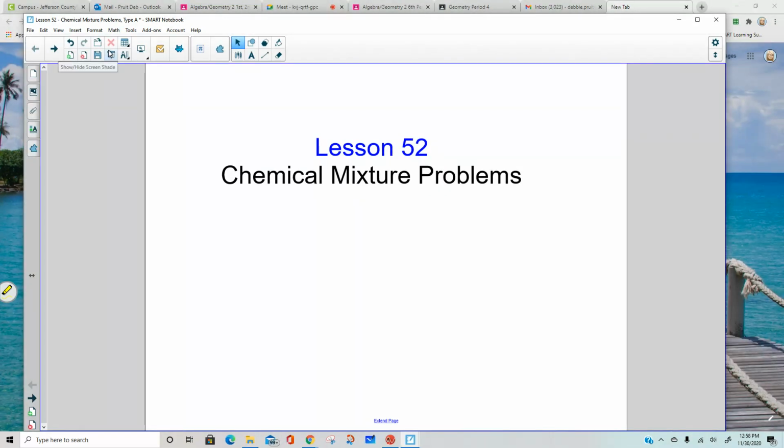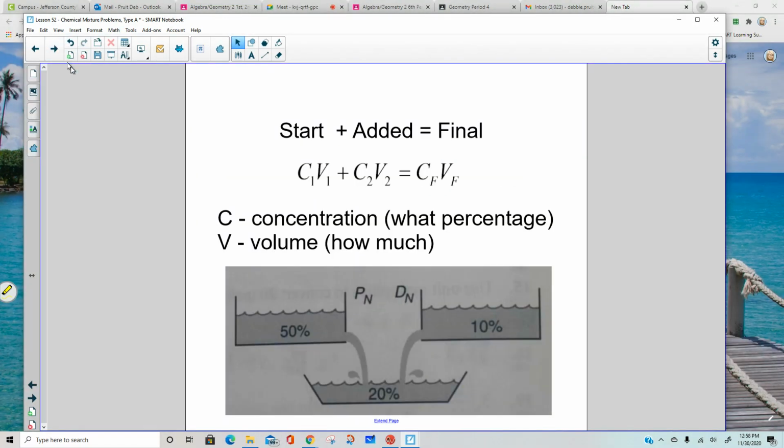Lesson 52, Chemical Mixture Problems. Let's look at this screenshot from the book just to wrap our brains around what we're doing in these problems.